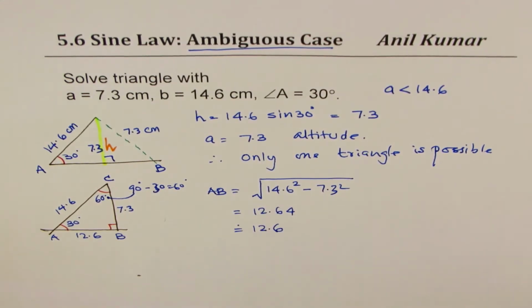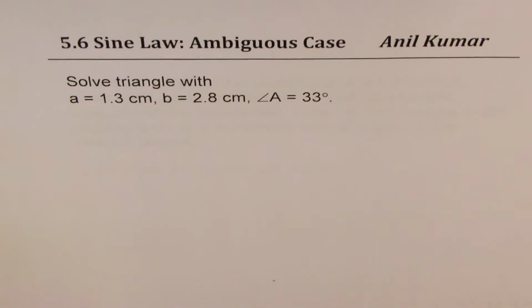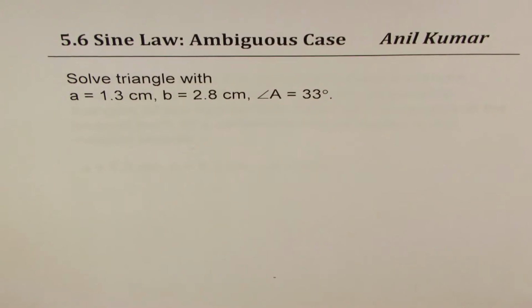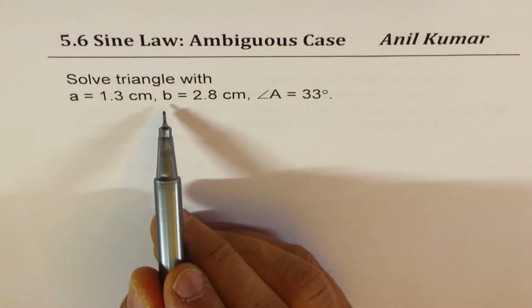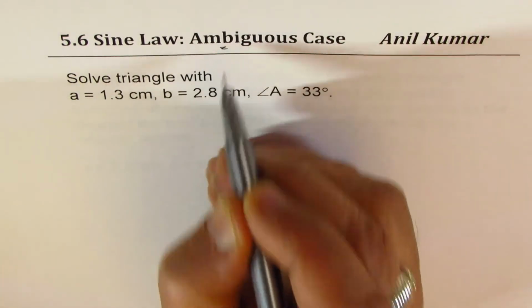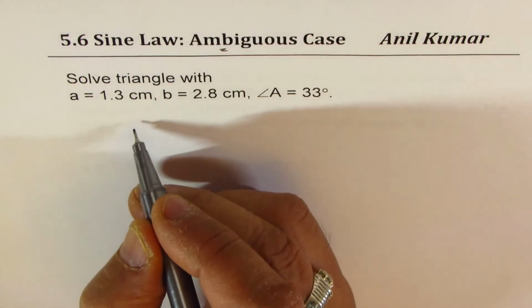So let's take another example now on the ambiguous case. So this is the third example for us. We need to solve the triangle where two sides and an angle are given to us. That means it could be an ambiguous case, right? So let's sketch our triangle.